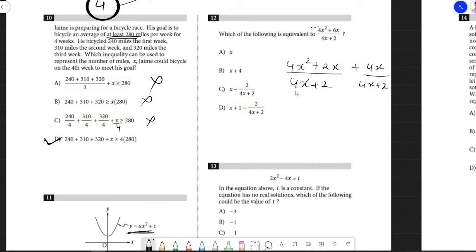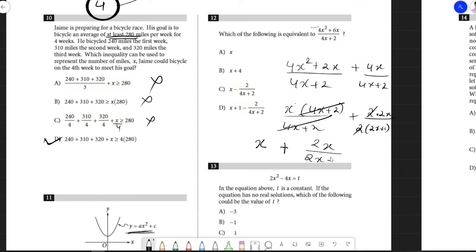Now here, if I want to cancel this from the numerator, I can separate an x out and I will get x times (4x + 2)/(4x + 2), plus here this I can write as (2 × 2x)/(2 × (2x + 1)). Now here 4x + 2 and 4x + 2 will get cancelled, 2 and 2 will get cancelled. I will remain with x + 2x/(2x + 1).